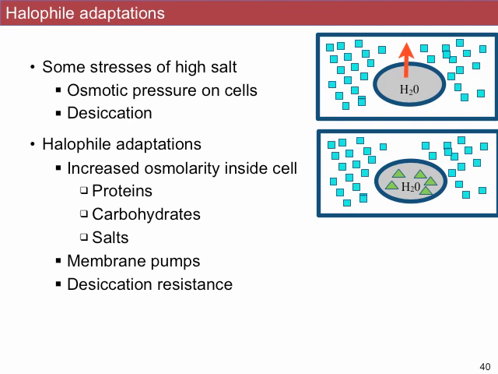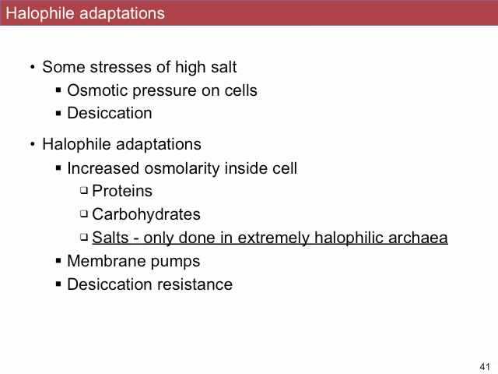What varies, though, is what organisms fill up the inside of the cell with. Some of them fill it up with proteins, some of them fill it up with carbohydrates. A very few of them fill it up with salts. They also do other things, like they try and pump some of the ions in and out of the cell. And many of them are also very resistant to desiccation because even if they can resist some of this pressure when they live in really high salt environments, they end up getting desiccated anyway.